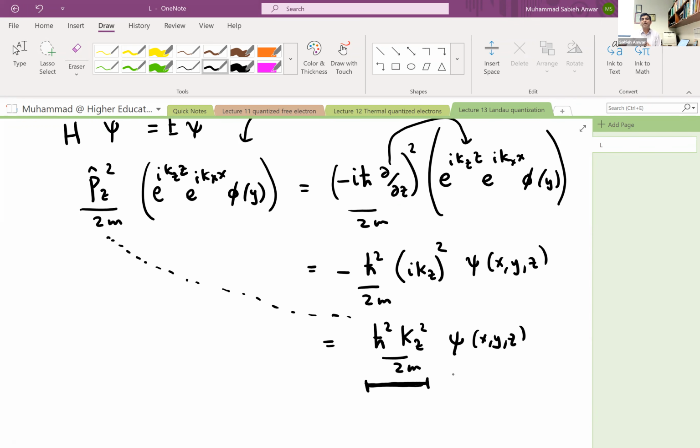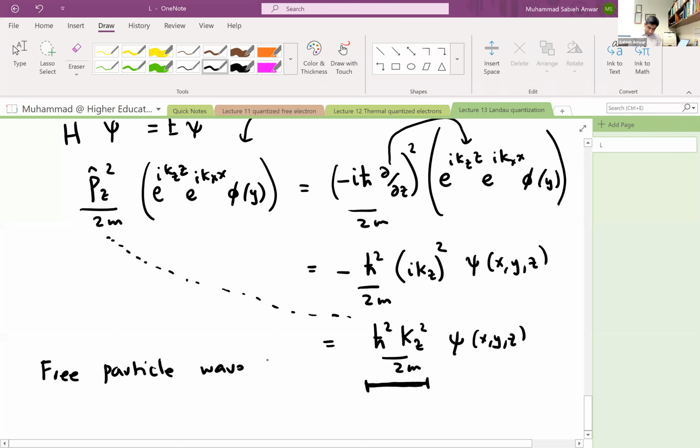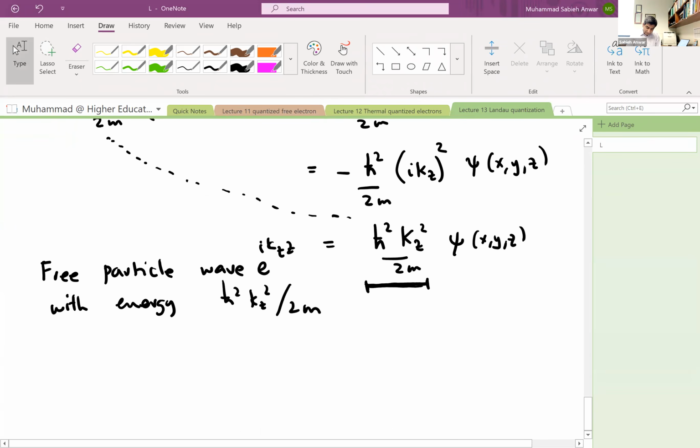So if I have a free particle that is bound to move in the z direction, it's a one-dimensional particle, this z part of this equation is going to give me a free particle solution. Free particle wave, a traveling wave, e^(ikz z), with energy h bar square kz square over 2m. We've already seen what the fourth term gives. The fourth term gives us an energy plus minus mu B B. This is the fourth term.